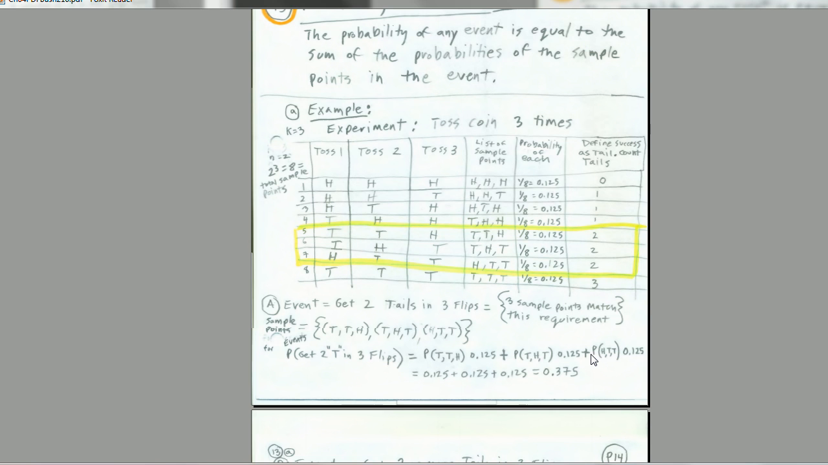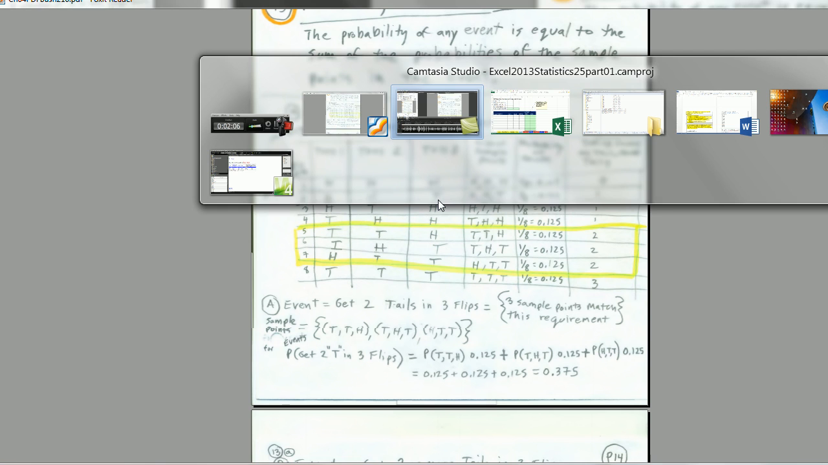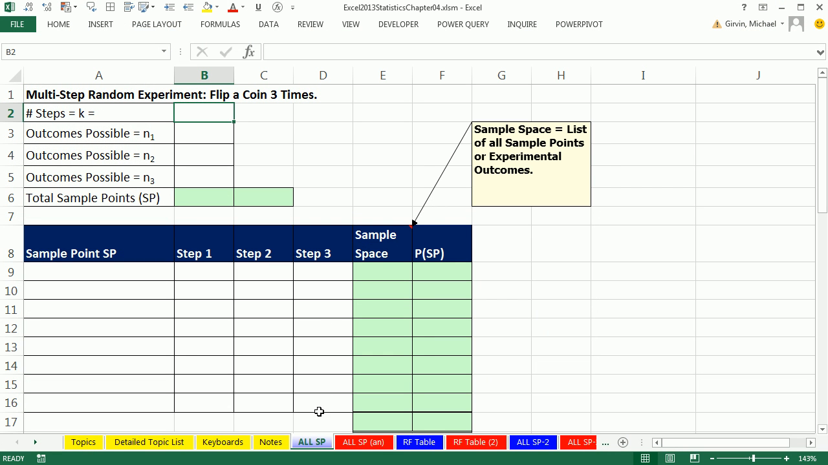Now, I want to jump over to Excel and talk about all of the terms we just talked about and do some examples. Now, we're on the sheet All Sample Points. Here's our multi-step experiment: flip a coin 3 times. K, that's the number of steps or trials. And so we're going to type a 3. Number of outcomes, well, it's either heads or tails for the first one. How about the second one? Oh, it's still heads and tails. How about the third one? That's heads and tails. They're not always the same, but in this case they are.